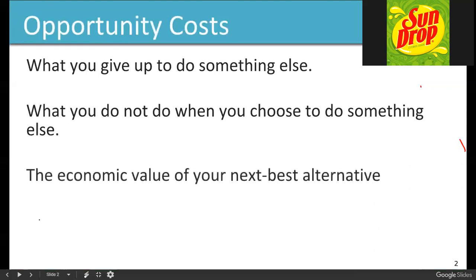And so, pure economics, when you're looking at a textbook, we measure the opportunity cost as the value of your next best alternative. We're making the assumption, A, that you can measure these things numerically in terms of dollars and cents, and B, we're making the assumption that you're doing the one that pays the most.